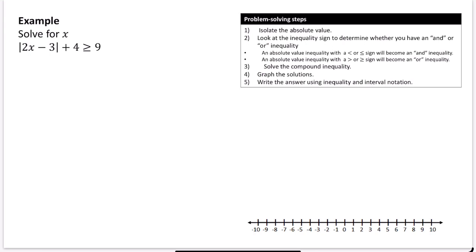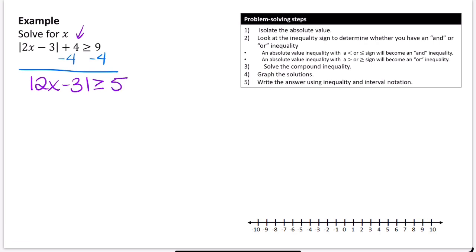In this example, I don't have my absolute value isolated, right? Because I have this extra fluff with it. I have this plus 4 right here that I need to work on getting rid of first. So I'm going to subtract 4 from both sides. And when I subtract 4, I have the absolute value of 2x minus 3 is greater than or equal to 9 minus 4, which is 5.